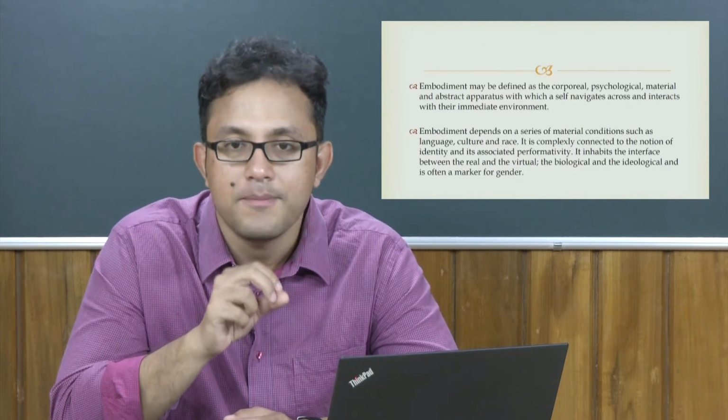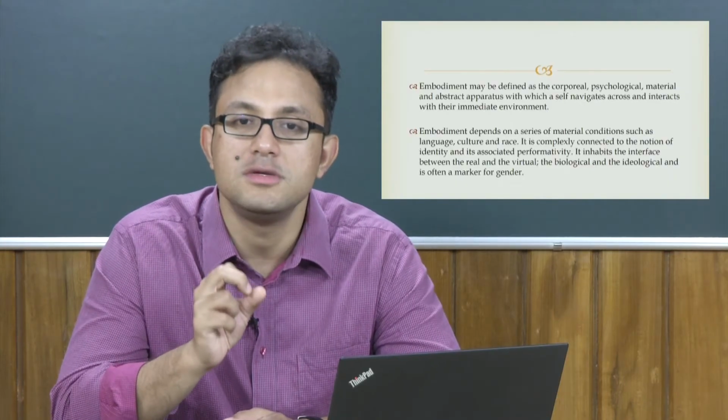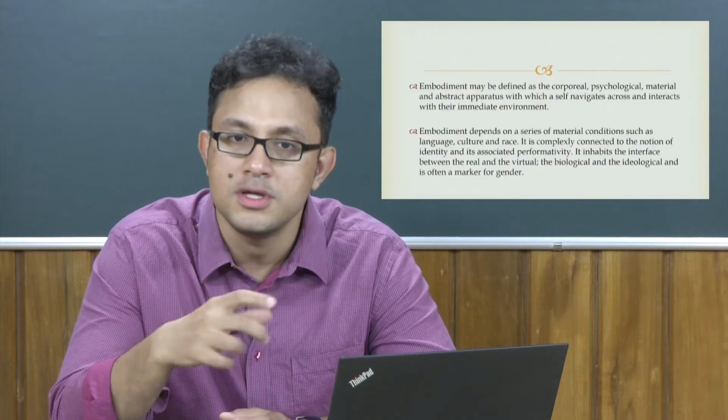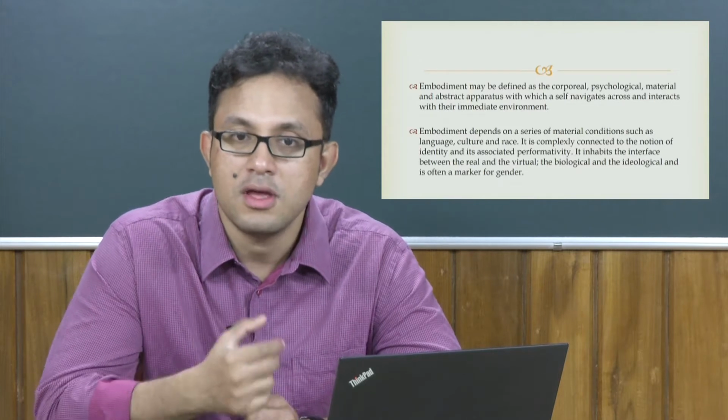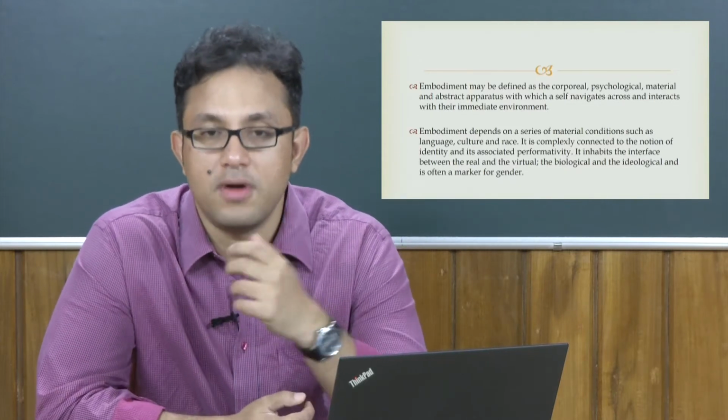And that process happens through embodiment. The process happens through performativity. So performativity and embodiment are the ways in which gender is done, are the ways in which gender happens or unhappens, if you want to use a more complex term. So it is complexly connected to the notion of identity and its associated performativity, right? So gender, identity, performativity, embodiment, all these are crucially connected, complexly connected. So embodiment is connected to performativity, right?